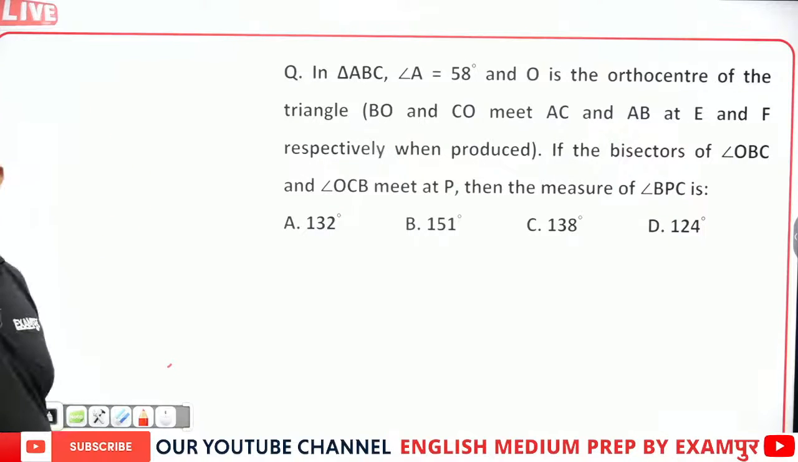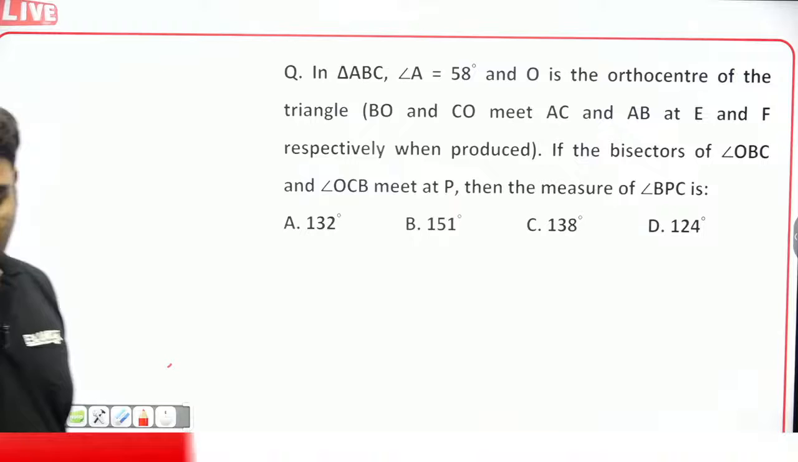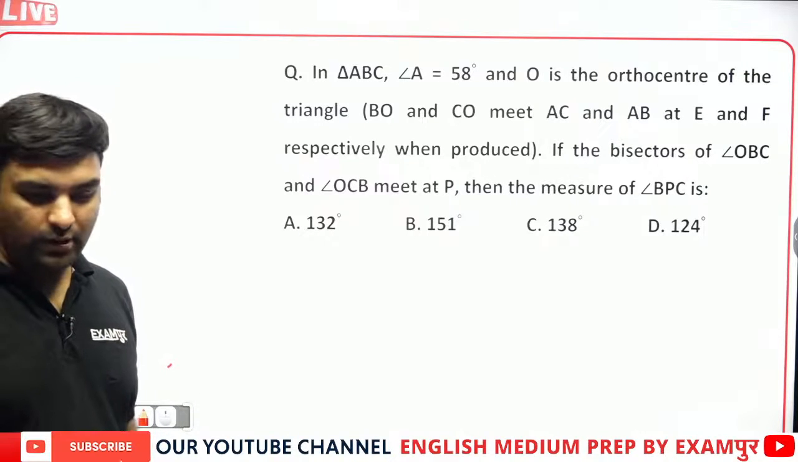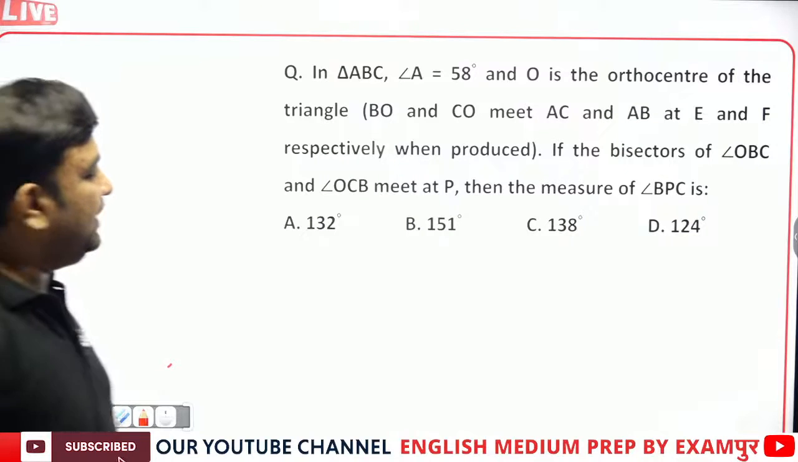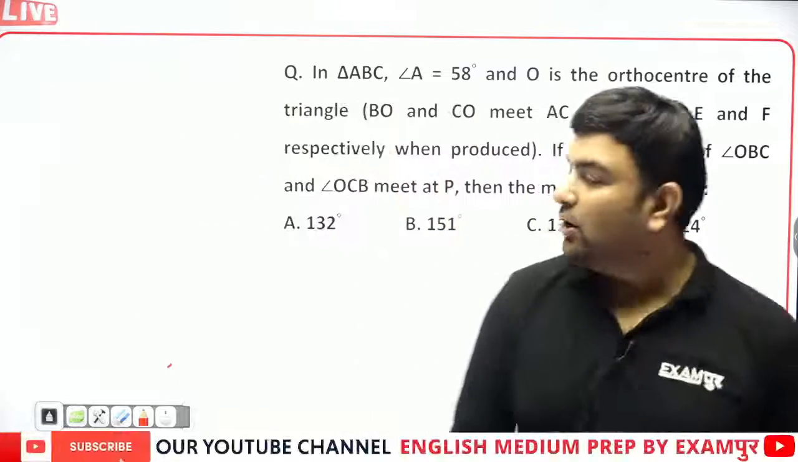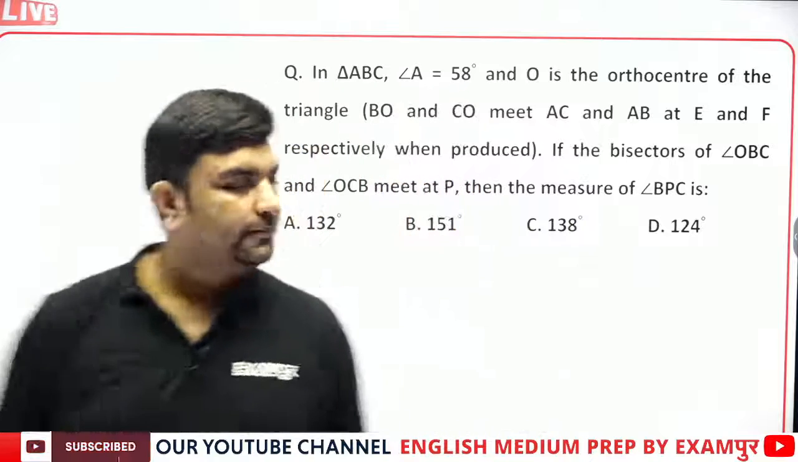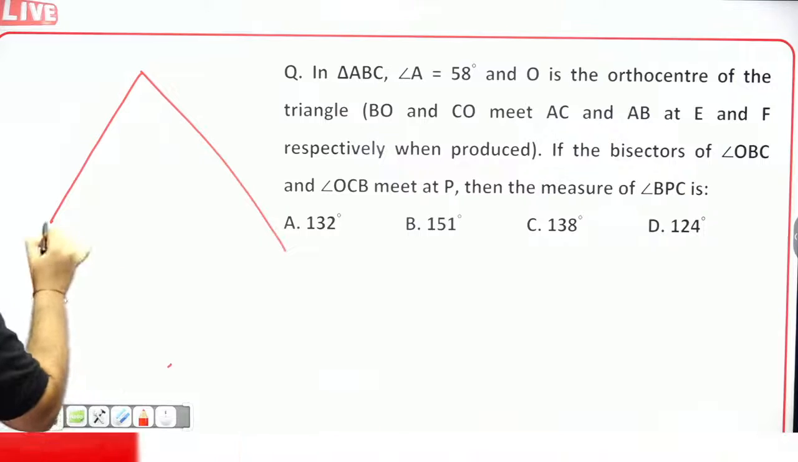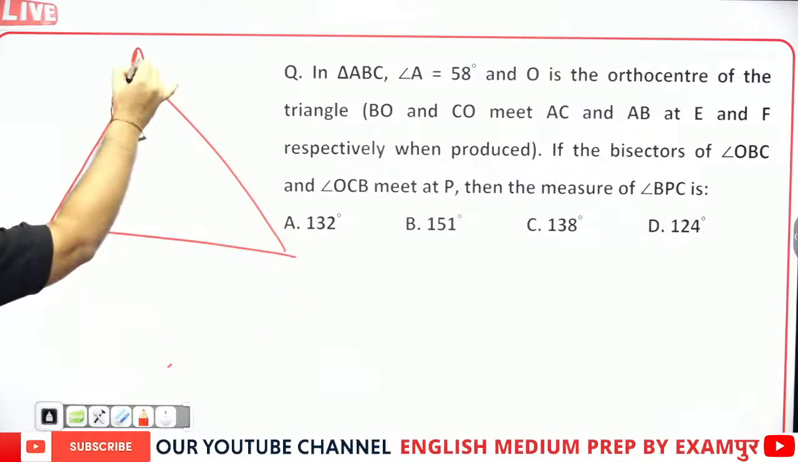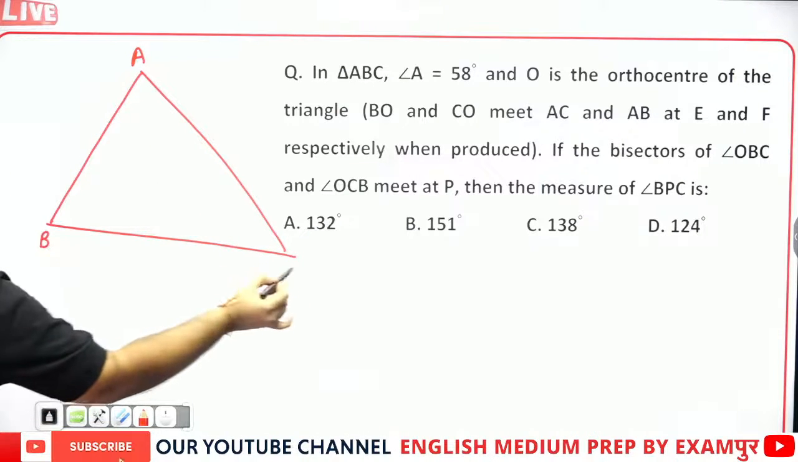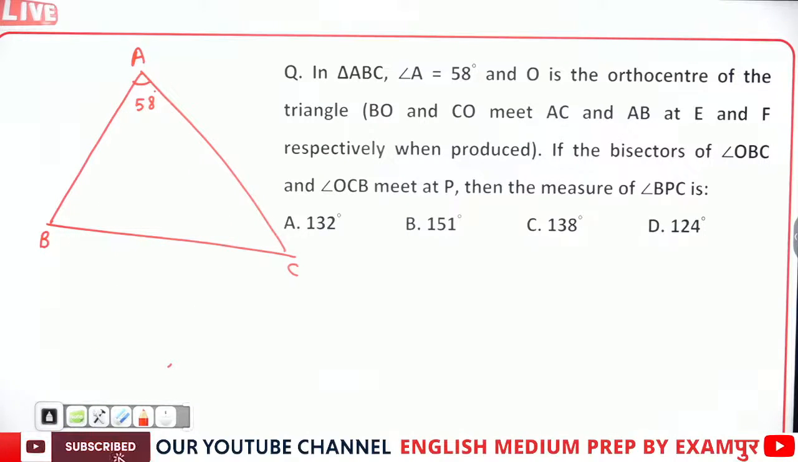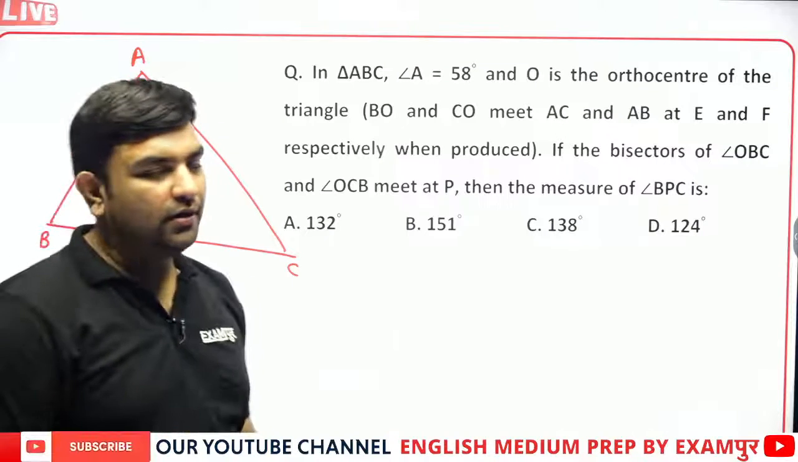Last question. In triangle ABC, angle A is 58. O is the orthocenter of the triangle.